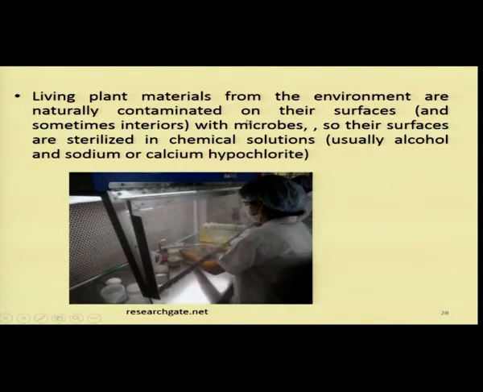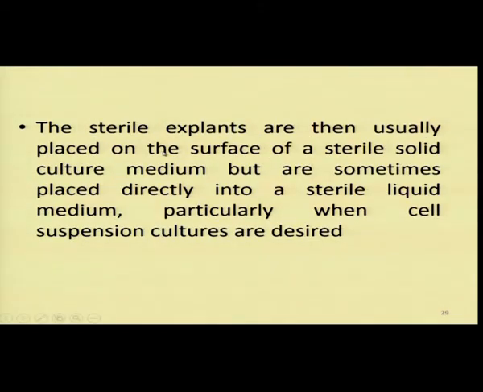Living plant materials from the environment are naturally contaminated on their surfaces with microbes. So the surfaces are sterilized using the chemical solutions, usually alcohol or sodium hypochlorite or calcium hypochlorite. The sterile explants are then usually placed on the surface of sterile solid culture medium, but sometimes they are placed directly into the sterile liquid medium. So the media can be either solid or liquid depending upon what is the material which you have taken. And normally if you require cell suspension cultures, we use liquid medium.